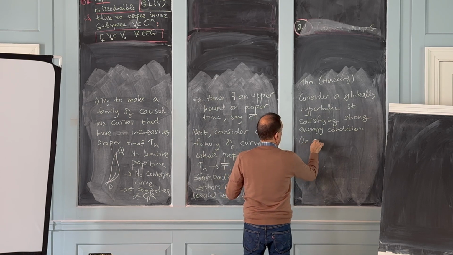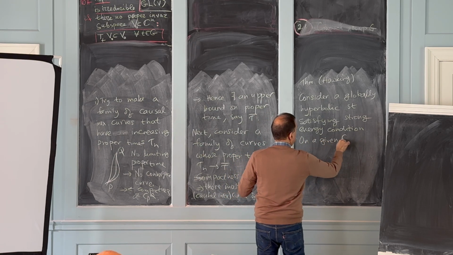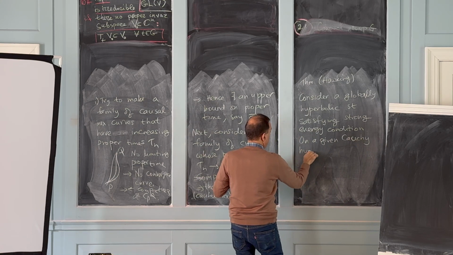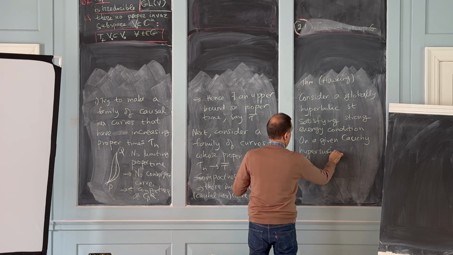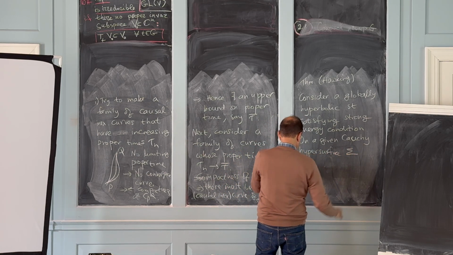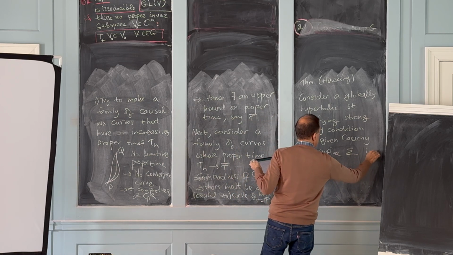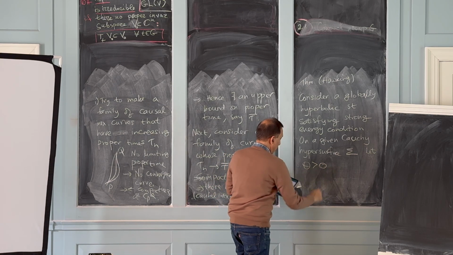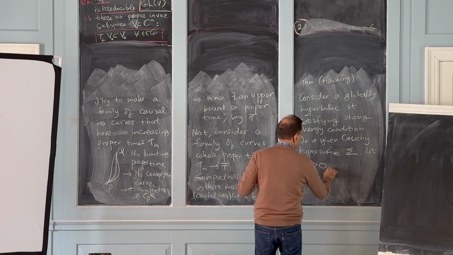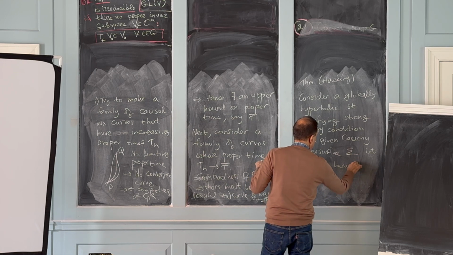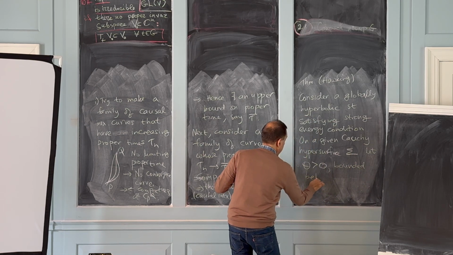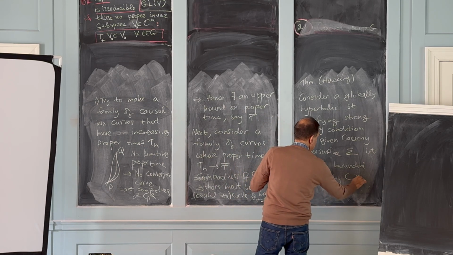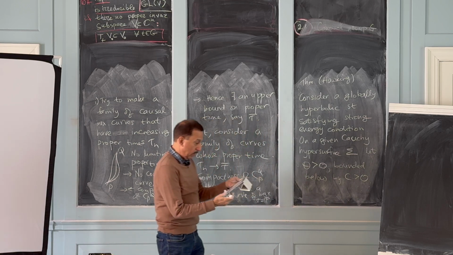On a given Cauchy hypersurface sigma, let the expansion theta be greater than 0 everywhere and bounded below by some value. So we are allowing theta certainly to vary over this surface, bounded below by some constant c which is positive.